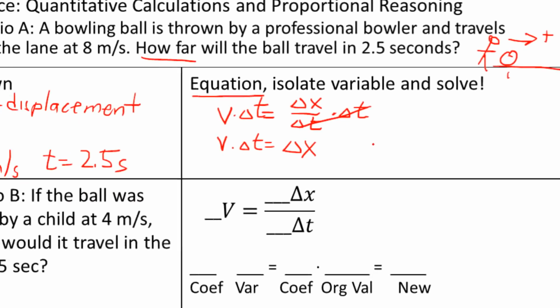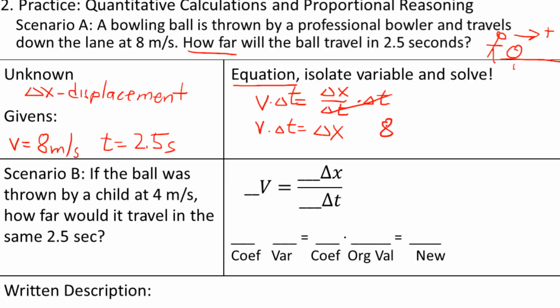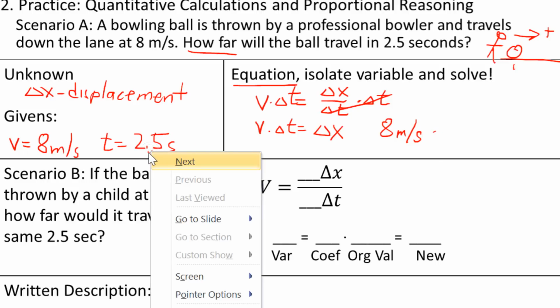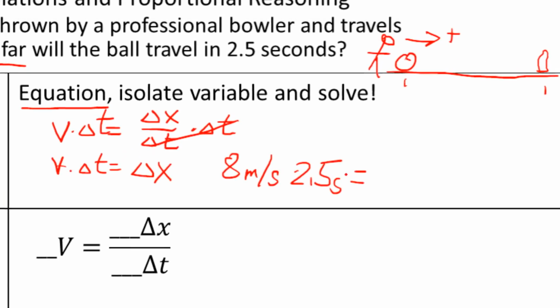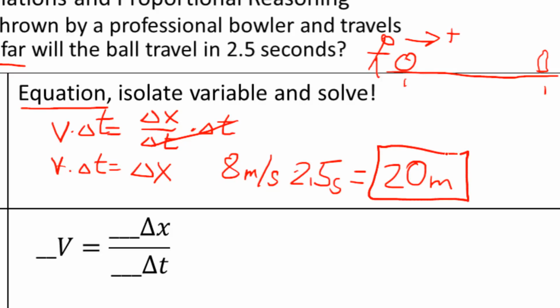Let's go ahead and solve that. We'll put in the numbers we have. My velocity, 8 meters per second. Our change in time, from the time I release to the time it's down the lane, is 2.5 seconds. 8 meters per second times 2.5 seconds, I get 20 meters.